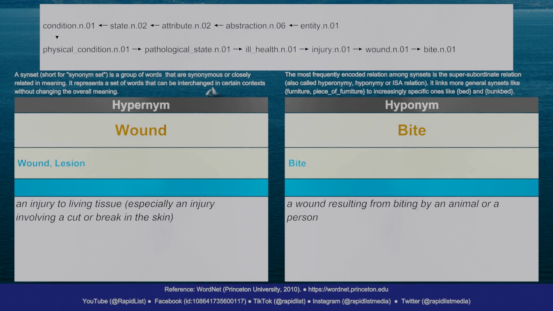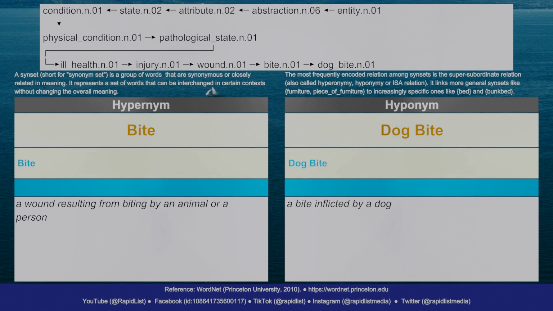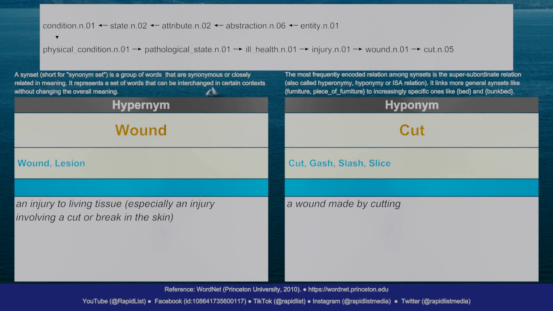Bite. A wound resulting from biting by an animal or a person. Dog bite. A bite inflicted by a dog. Snake bite. A bite inflicted by a venomous snake. Cut. A wound made by cutting. He put a bandage over the cut.